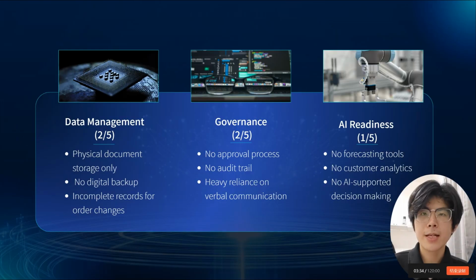The third area is data management. Although transaction data is stored in the POS system, supporting documents such as receipts and order tickets are kept physically and discarded after 3 months. More importantly, there is no digital backup system. If physical records are lost or damaged, important information may be lost. In addition, order changes and cancellations are not properly recorded, which reduces the accuracy and reliability of business data.